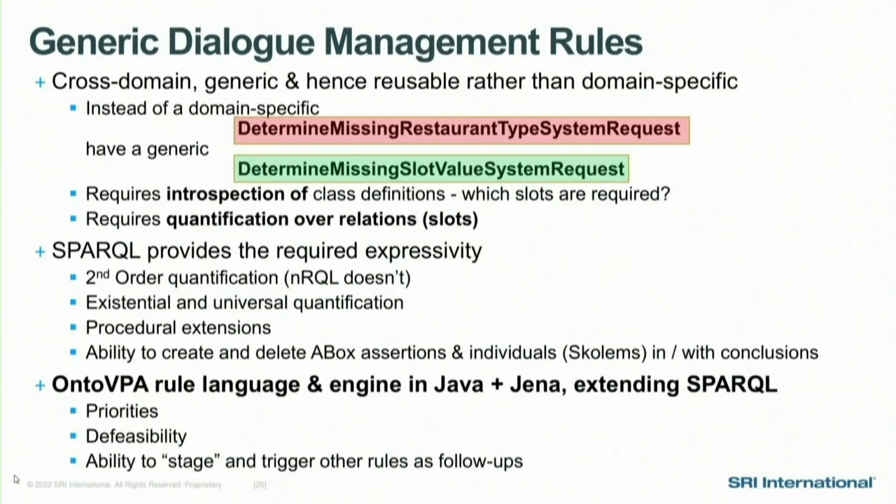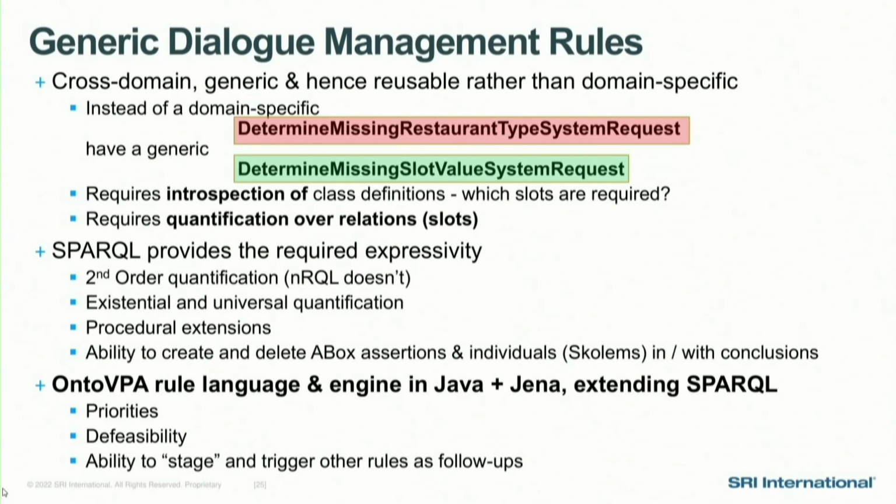In order to provide generic dialog management rules, we needed some more expressivity. Consider a rule that inquires for a missing required slot value, for example, if the restaurant type or cuisine is missing from the request. Instead of writing a domain-specific rule, determine missing restaurant type system request, we can have a generic determine missing slot value system request rule. This rule would need to introspect the definition of the current intent and figure out which required slots are missing. This requires quantification over relations, or slots, which is basically a form of second-order quantification. SPARQL provides this, since variables can be used at class and slot position. I'll show an example later.